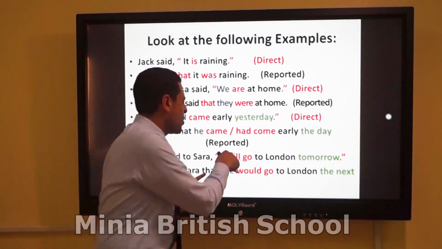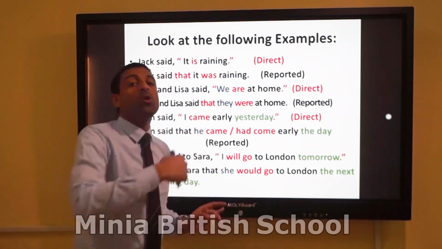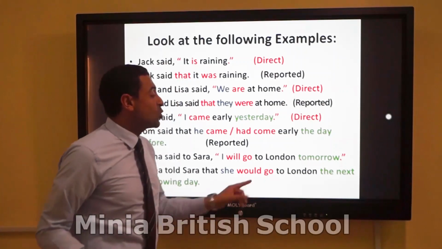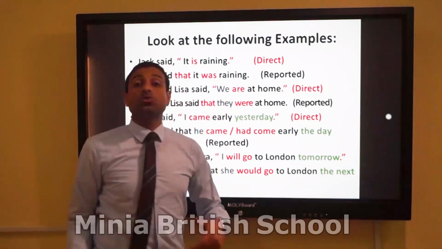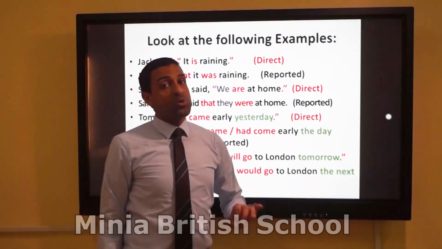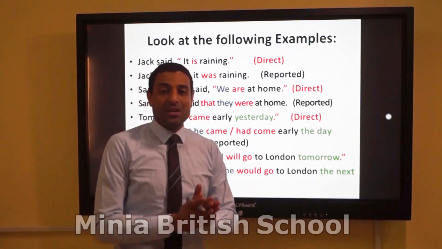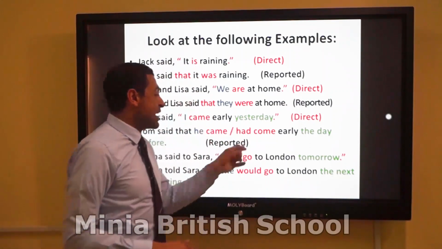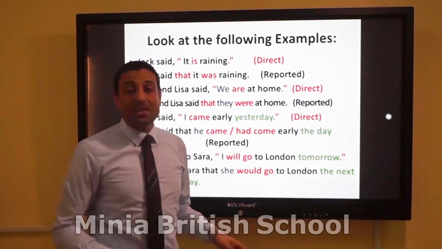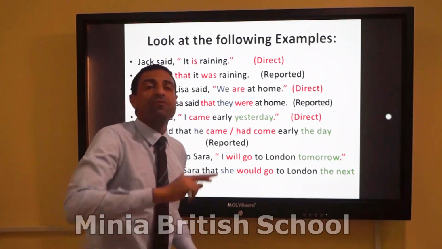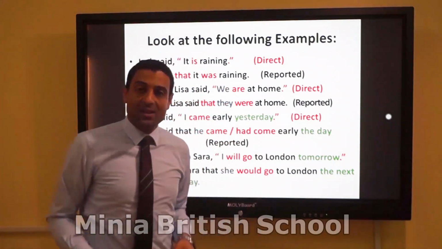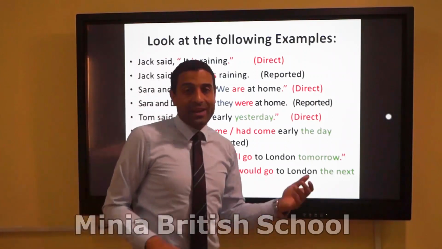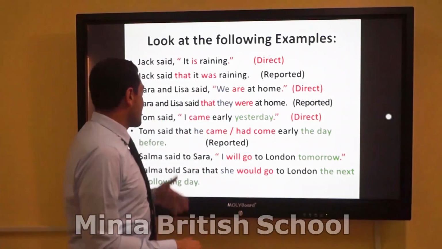Oh, well, I change it to would. So will go will be would go to London. What about this word? Tomorrow. Tomorrow is one of the expressions that we have to change in this case. So it will be the next day or the following day. When I tell you tomorrow, it means the following day or the next day. So here, this is the reported speech.